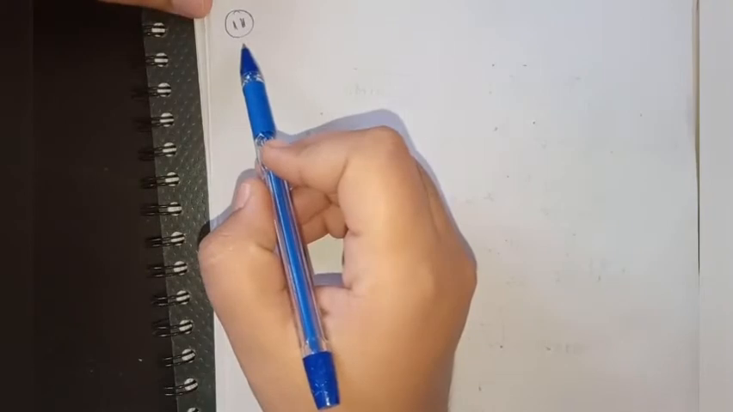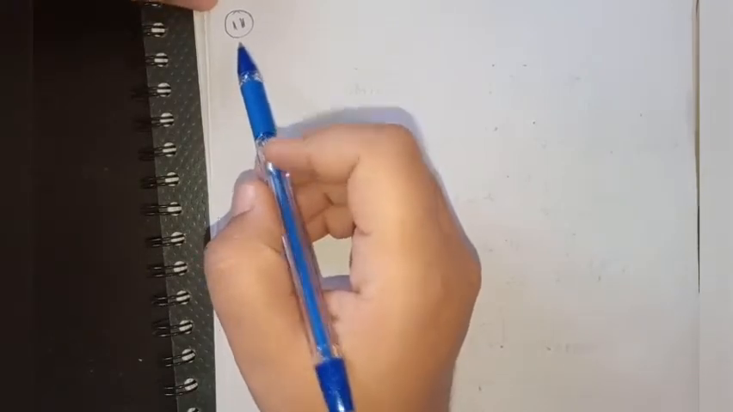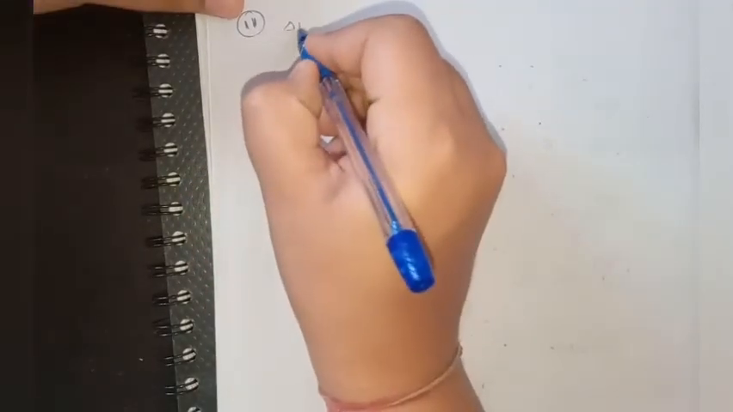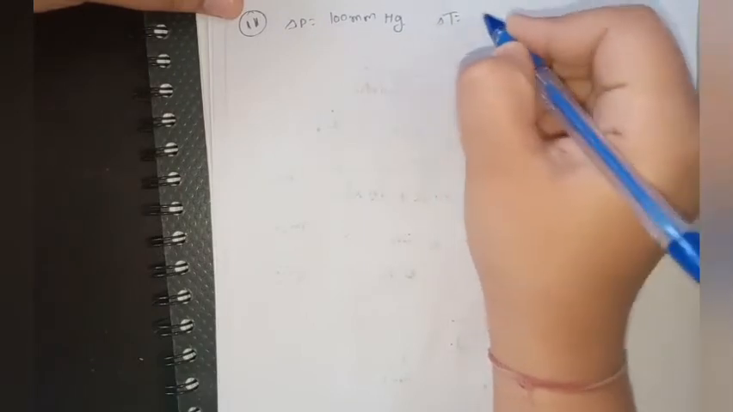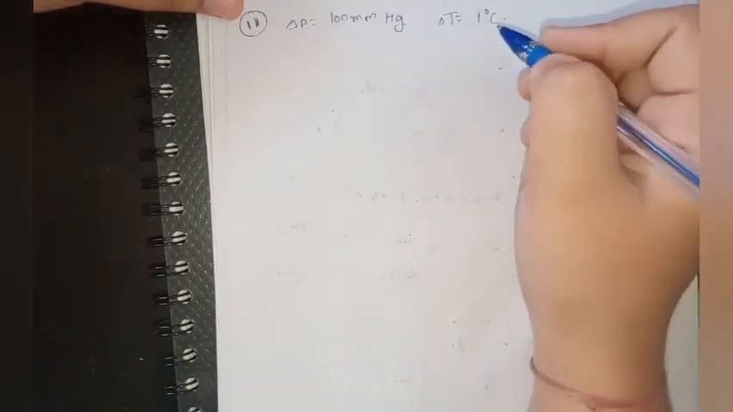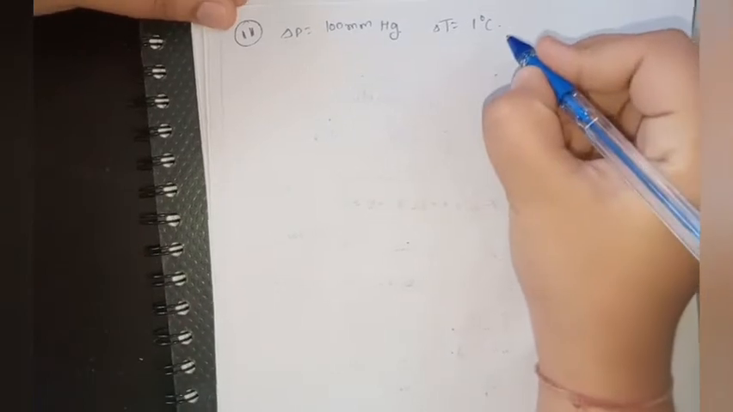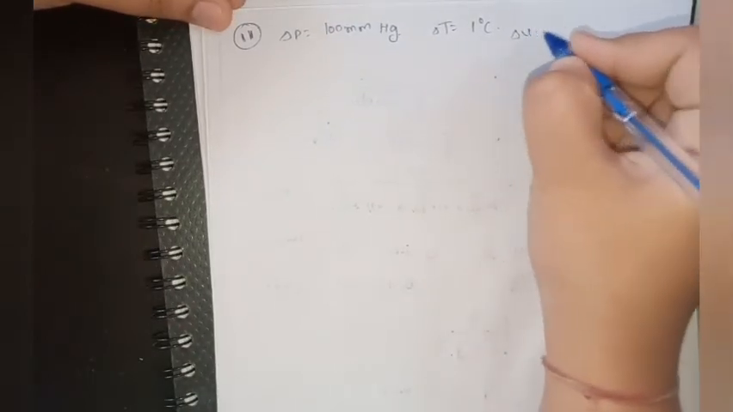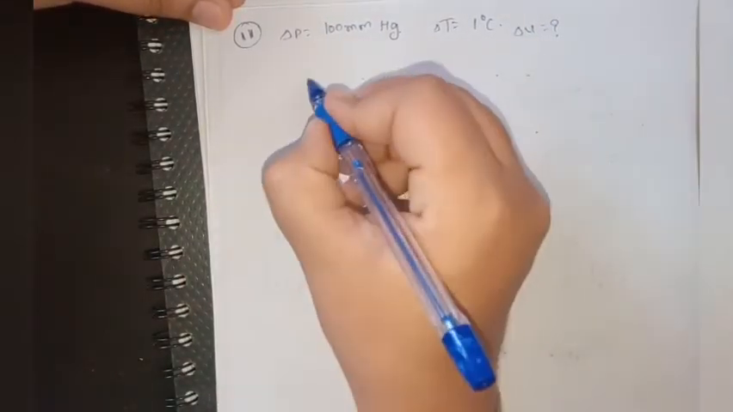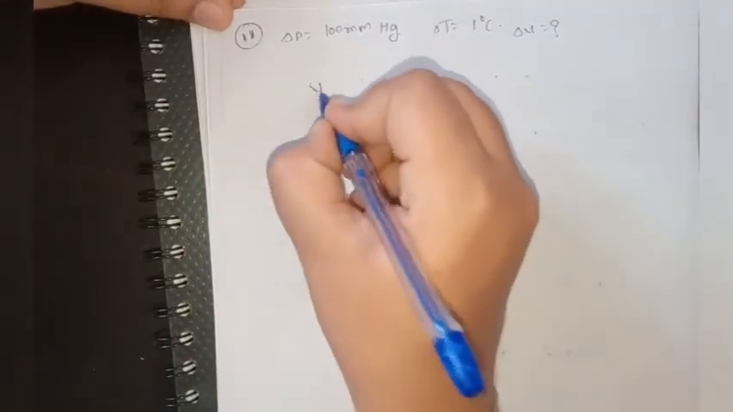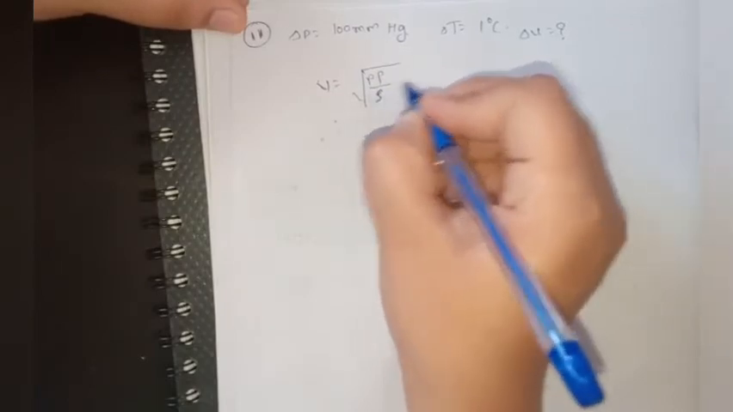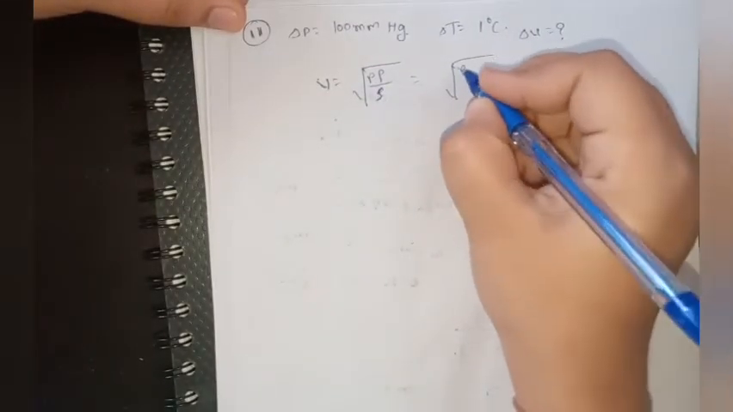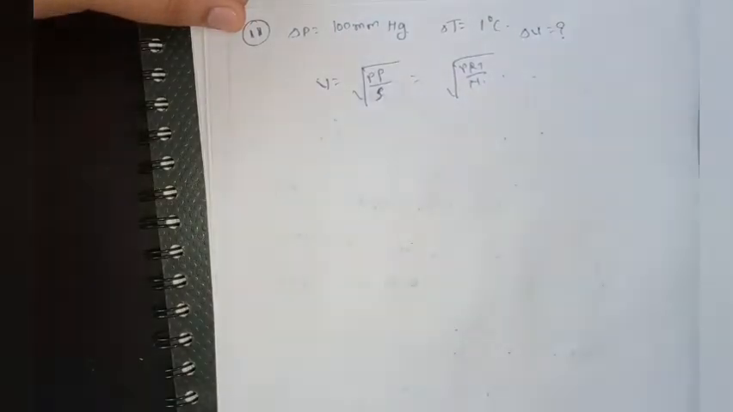In question number 11, it is given that the pressure of air increases by 100 mm of Hg and the temperature decreases by 1 degree Celsius. We want to find the change in speed of sound in air. The formula for speed of sound in air is given as under root gamma p by rho equals under root gamma RT by m.